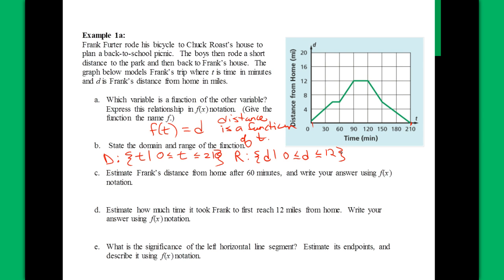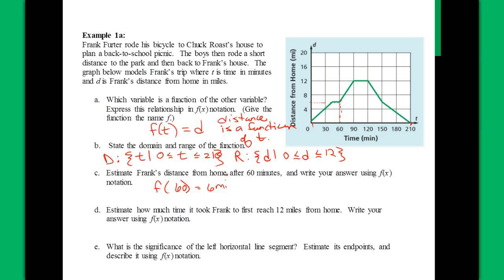All right. It says estimate Frank's distance from home after 60 minutes. Okay, so f of 60. If I go to 60 and go up to the graph and then go over, what's the estimate of that time? About 6 miles.